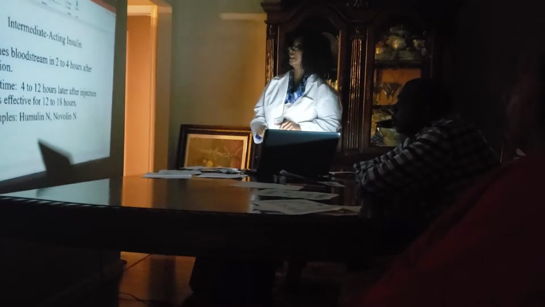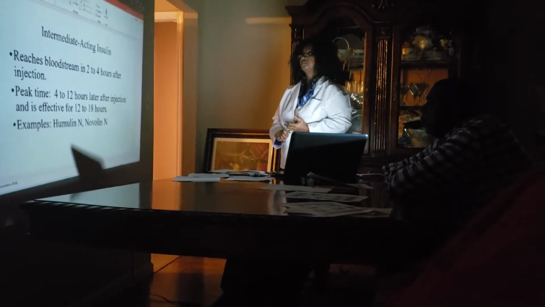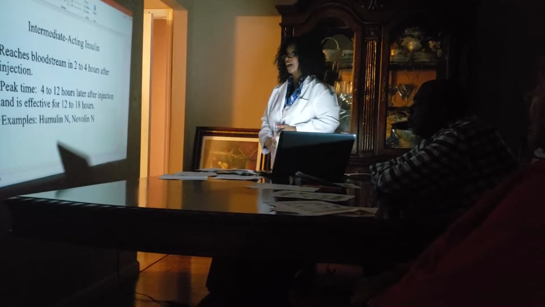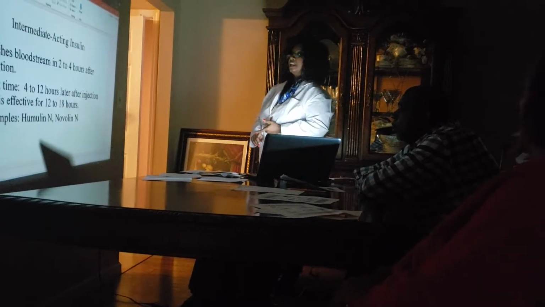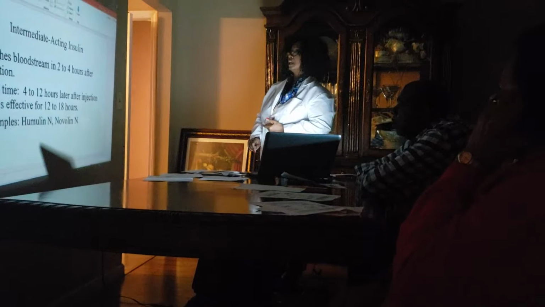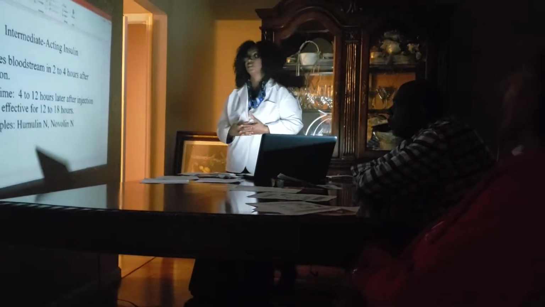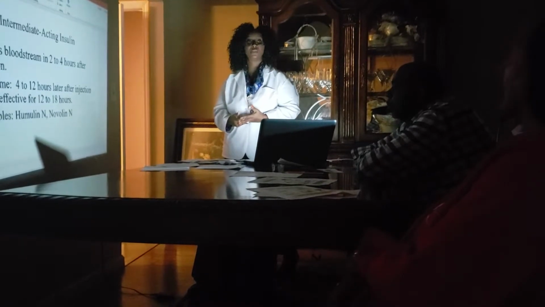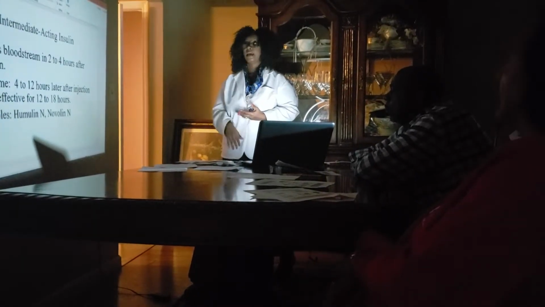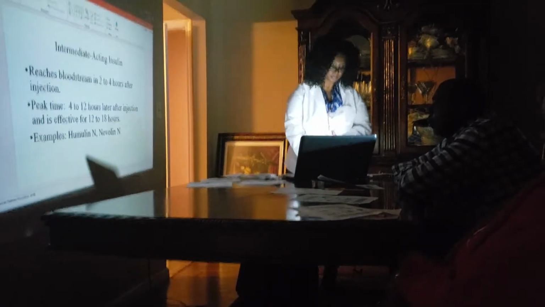Your intermediate insulin reaches the bloodstream in 2 to 4 hours after injection. Its peak time is 4 to 12 hours after injection, and it's effective for 12 to 18 hours. An example of this is Humulin N, Novolin N. This is your maintenance insulin. This is what you take every day routinely. Usually you see diabetics take it in the morning. They'll take maybe 10 units or however many the doctor prescribed for them, and that's their maintenance dose of insulin.